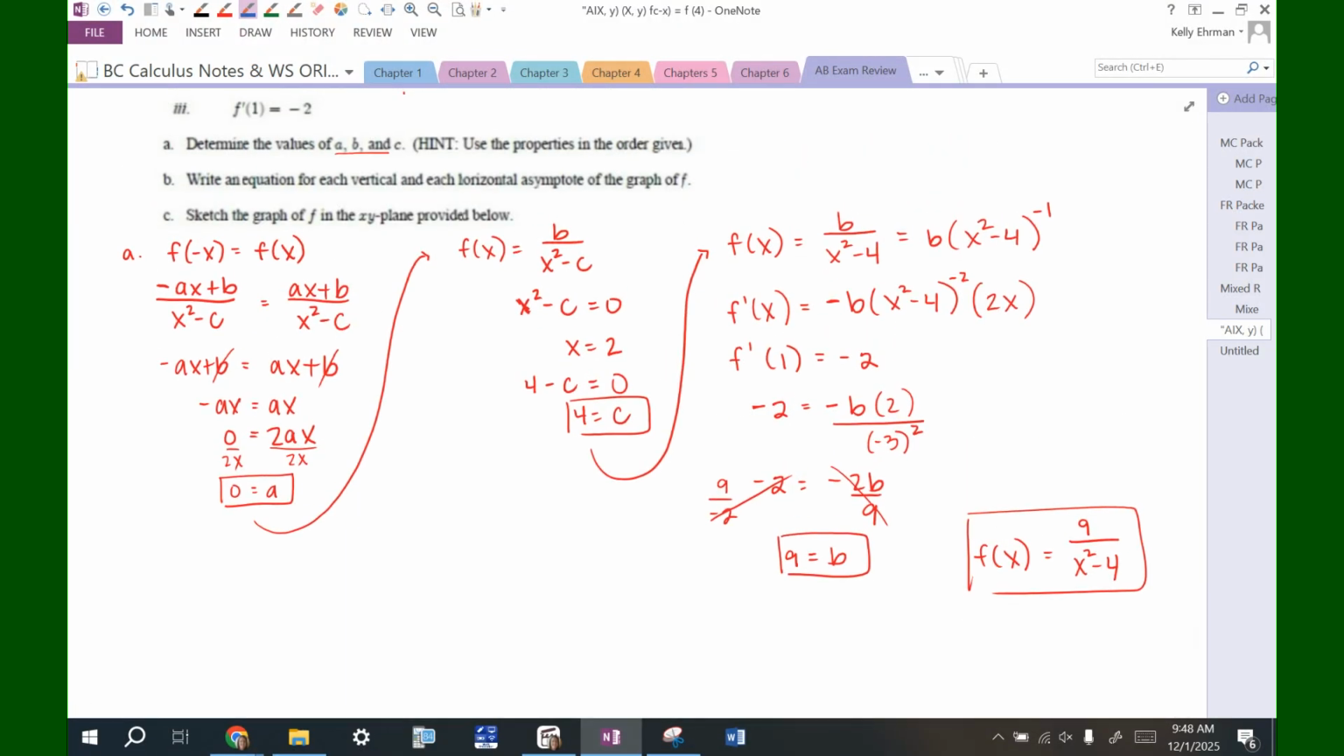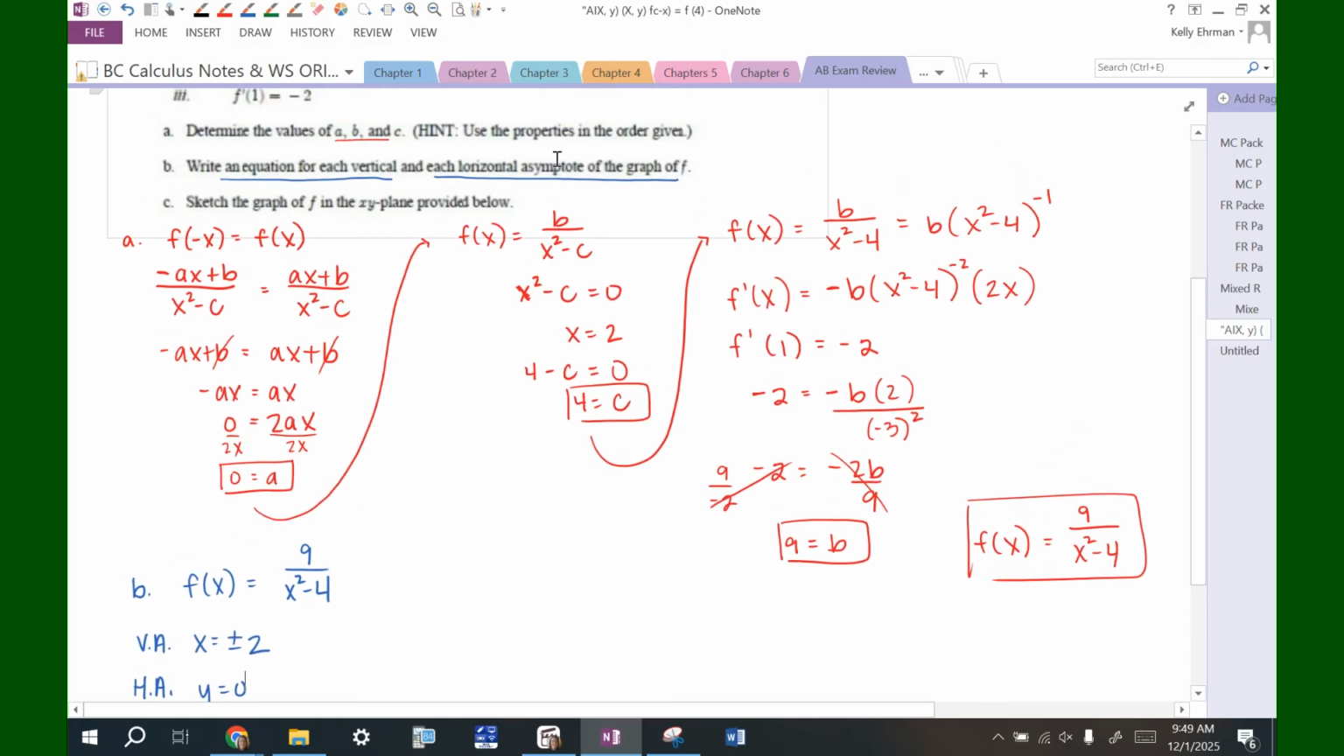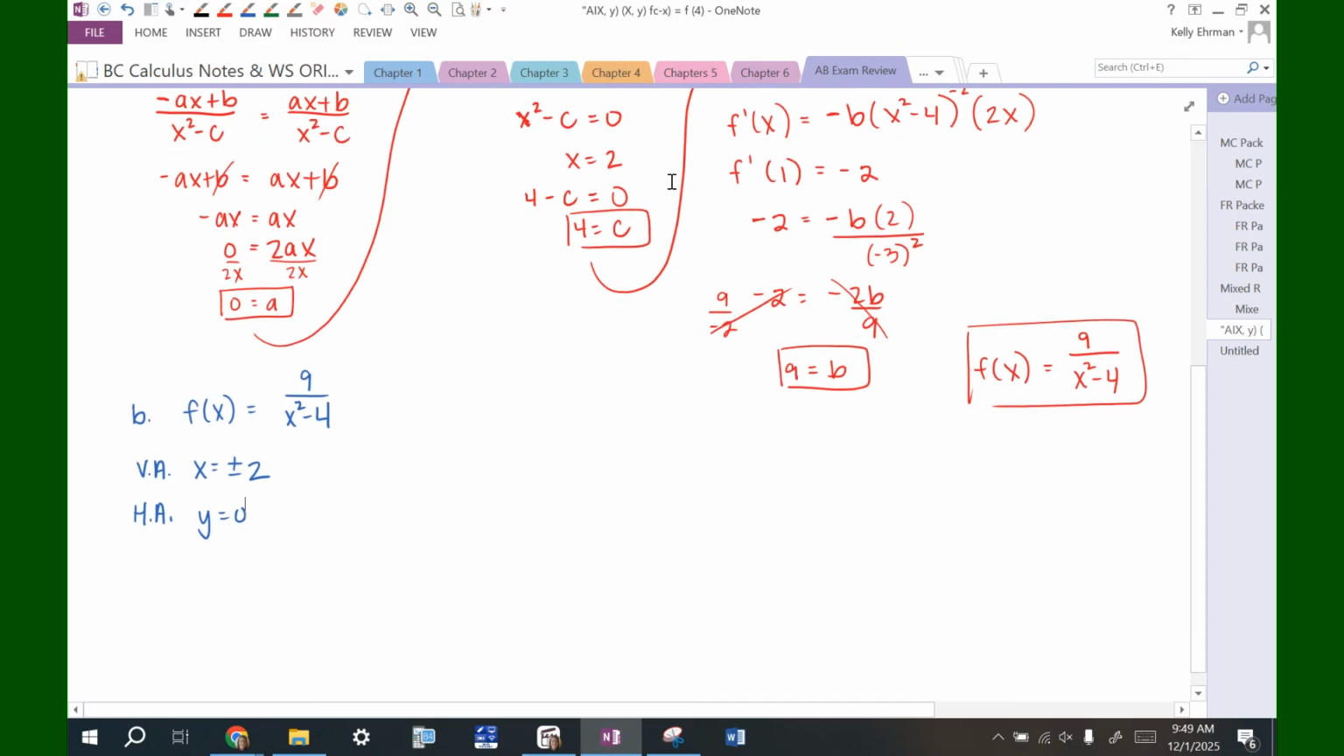Okay, what about part B? Write an equation for each vertical and each horizontal asymptote of f. So now that we know f of x is equal to 9 over x squared minus 4, it means that we have a vertical asymptote at x equals plus or minus 2. And there's a horizontal asymptote, this is bottom heavy, at y equals 0. And it just asks for the equations. I don't even need limit notation or anything. So yeah, I think we can just go with that.